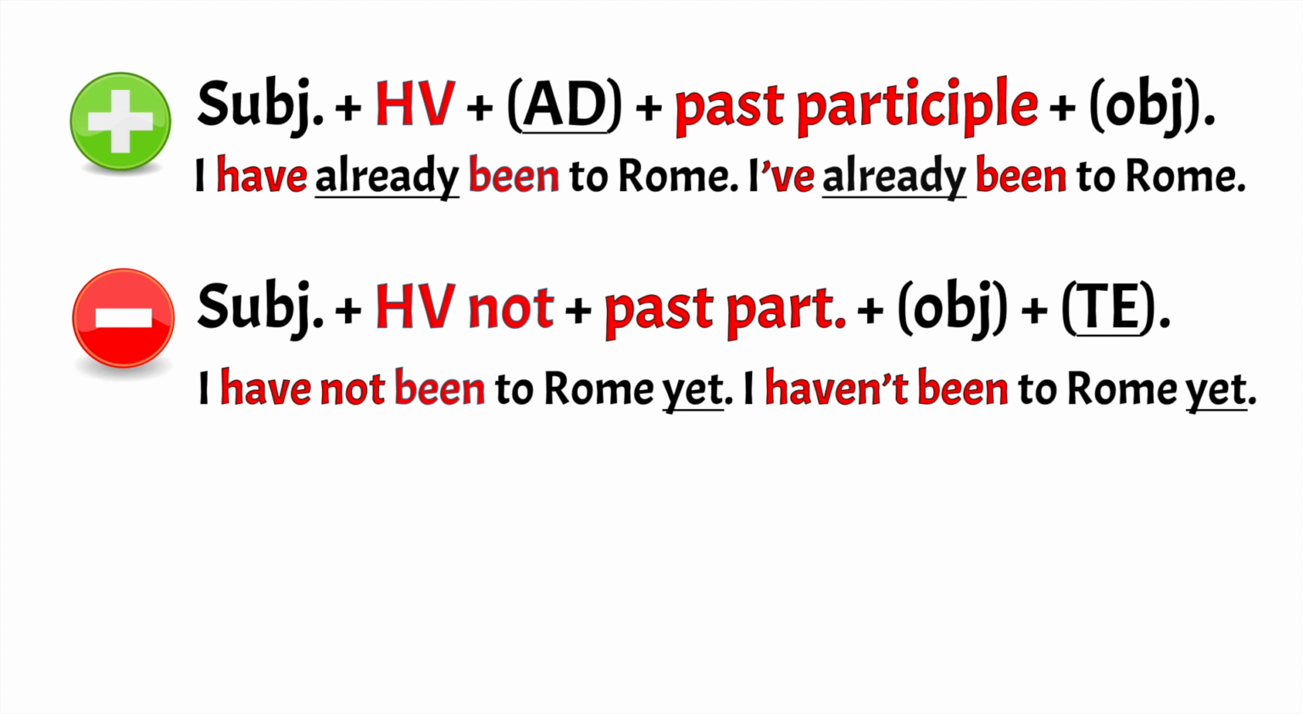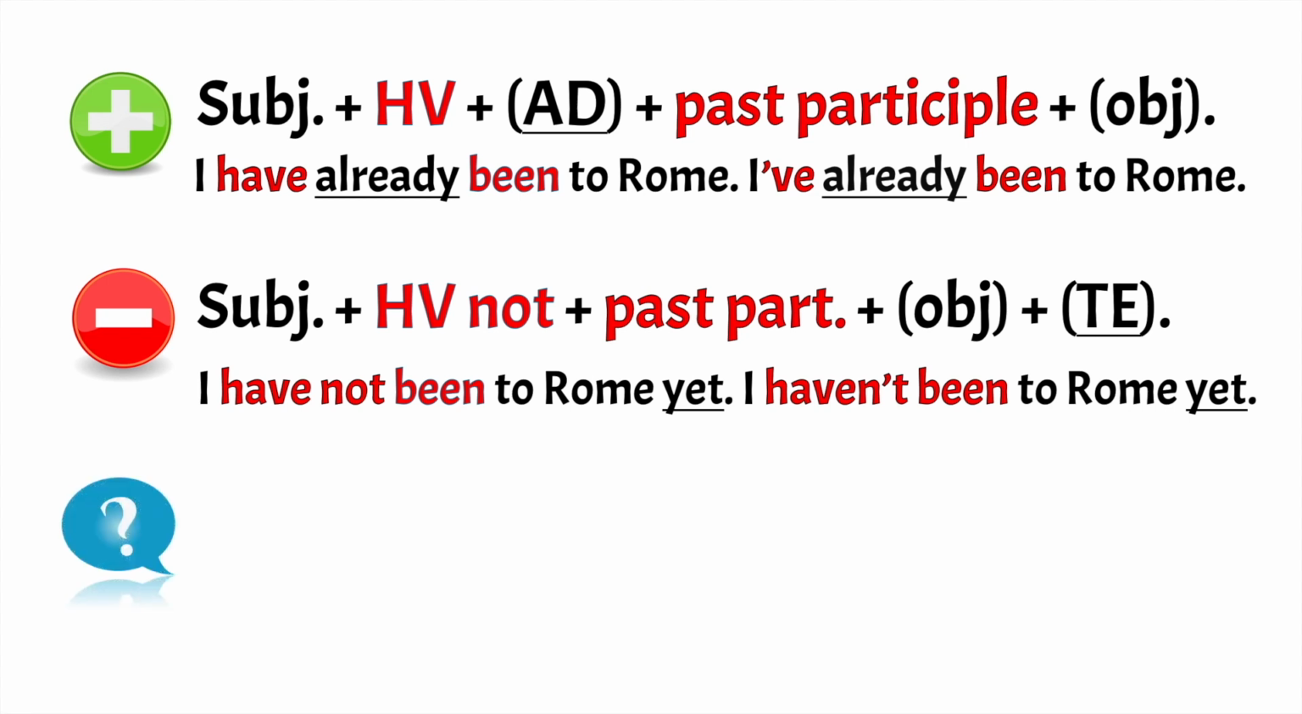Or you can even say, I haven't been to Rome yet. Again, the second choice is used when you speak. When we write an assignment, we prefer the long version, which is I have not been.